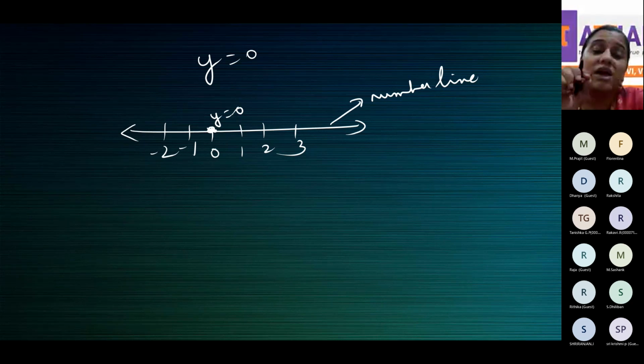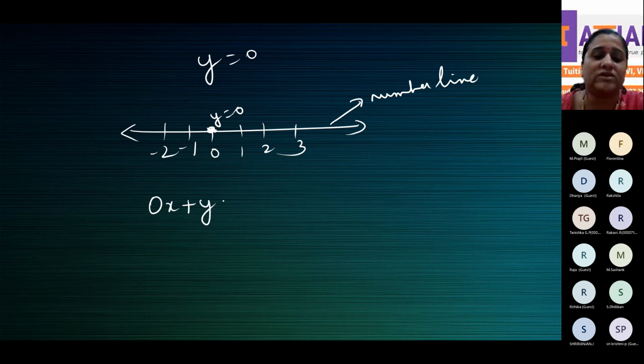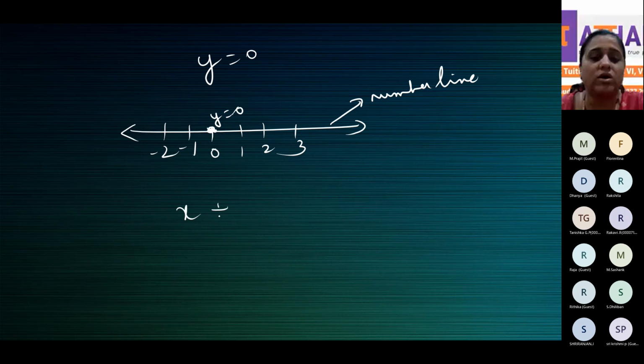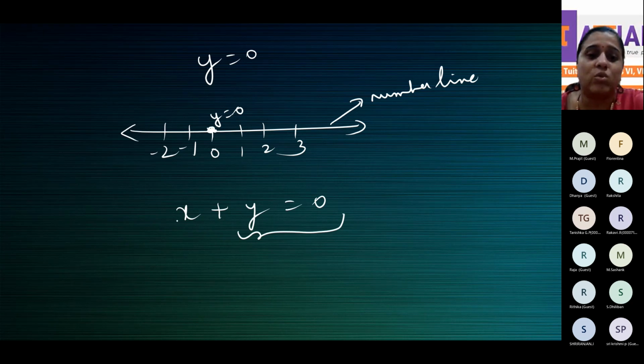But we know that every linear equation in one variable x or one variable y can be treated as a linear equation in two variables. So when you treat y is equal to 0 as an equation in two variables x and y, then it looks like this: 0x plus y is equal to 0. You want x and y. Y is equal to 0 we have. We don't have x, but you cannot write just x, that becomes 1x. So 0x.